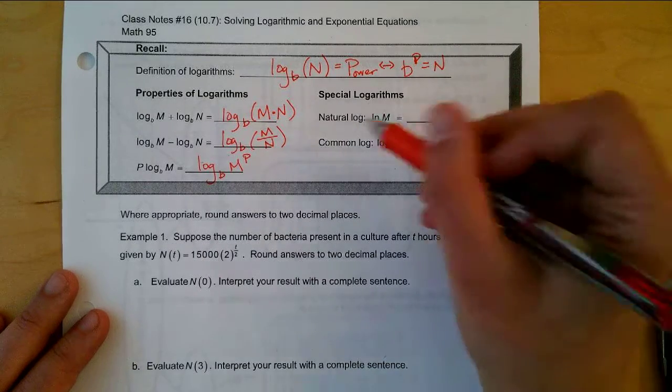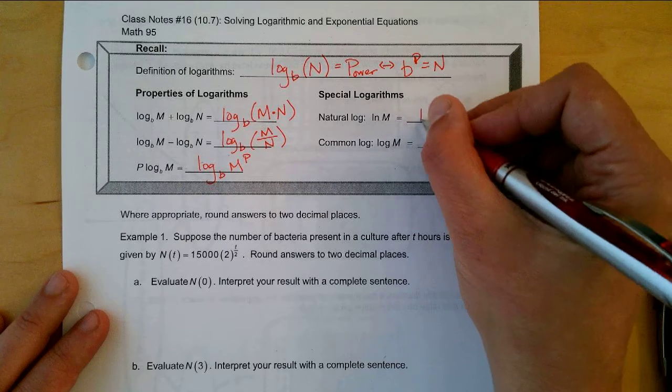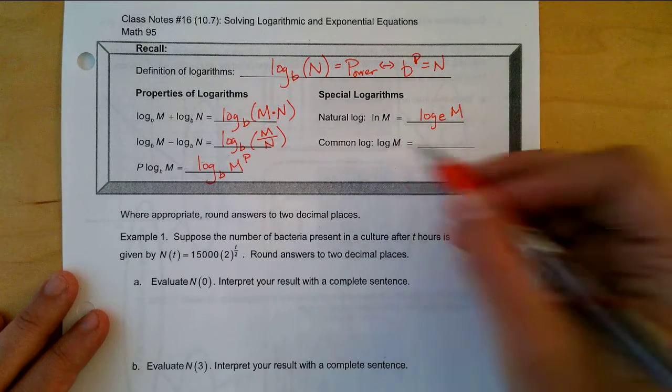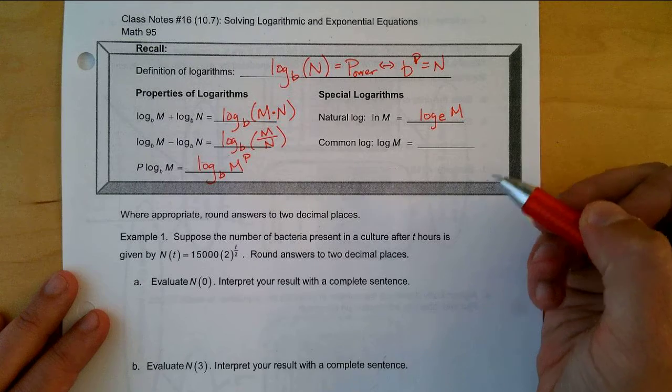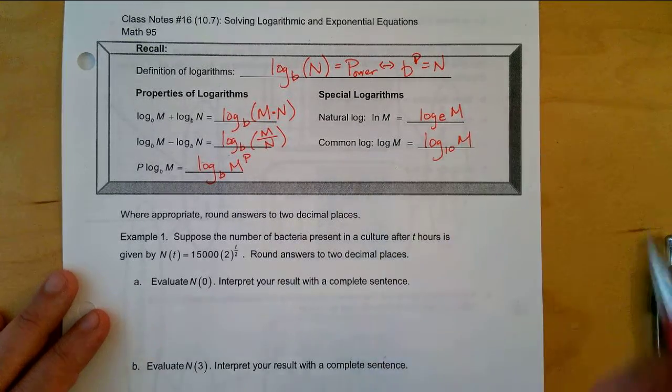The natural log is ln, and remember this is log base e of m. And then when you see log with no base, what can you assume the base is? Log base 10. Very good.